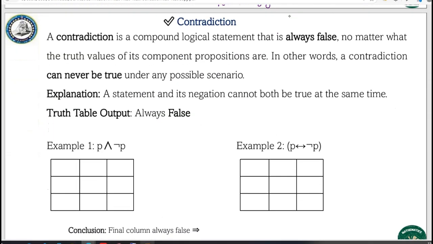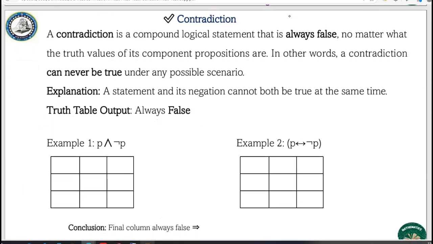Now we'll move on with the contradiction. What is meant by contradiction? A contradiction is a compound logical statement that is always false, no matter what the truth values of its component propositions are. In other words, a contradiction can never be true under any possible scenario. For example, a statement and its negation cannot both be true at the same time. The truth table output is always false. So if all the values in the last column are false, then it is called a contradiction.